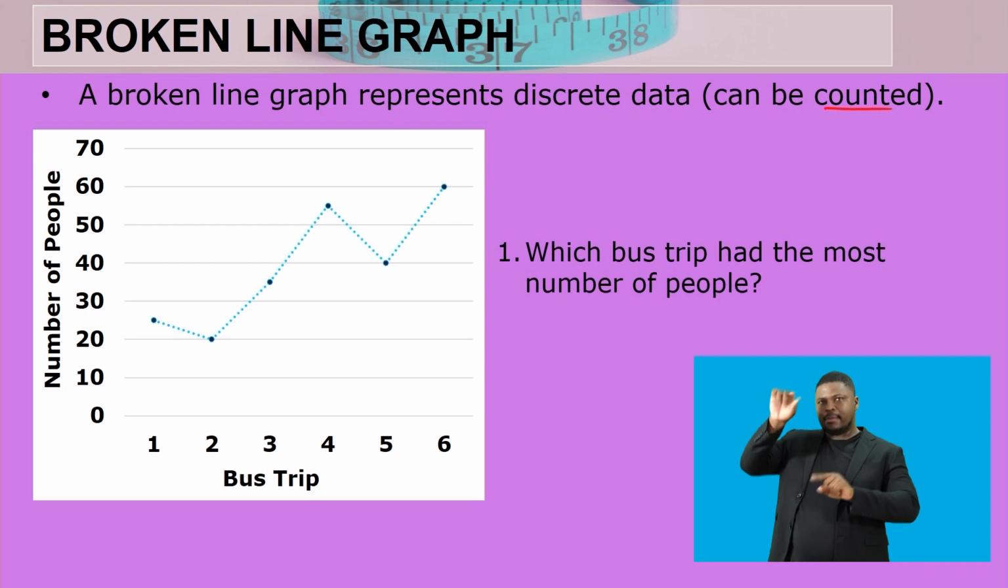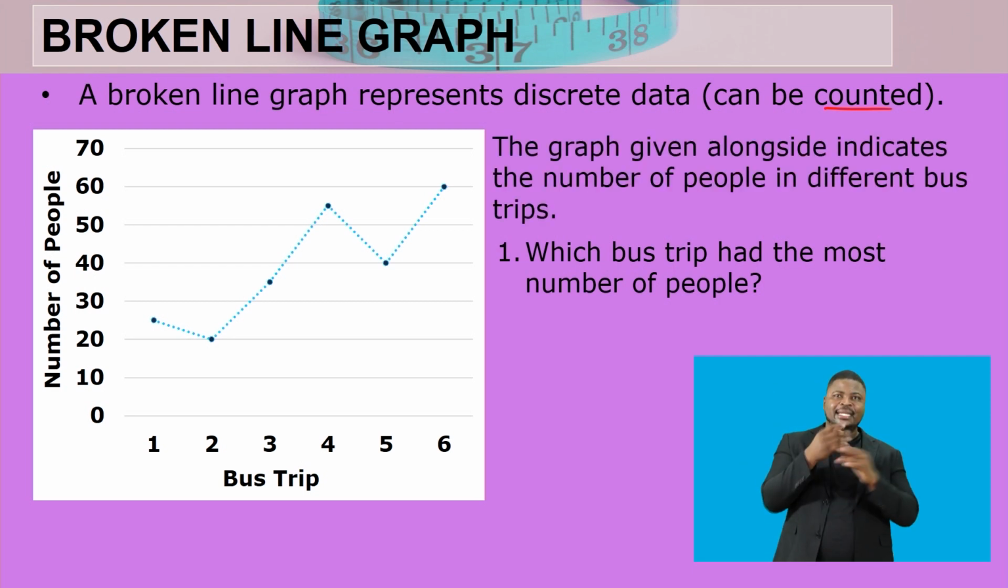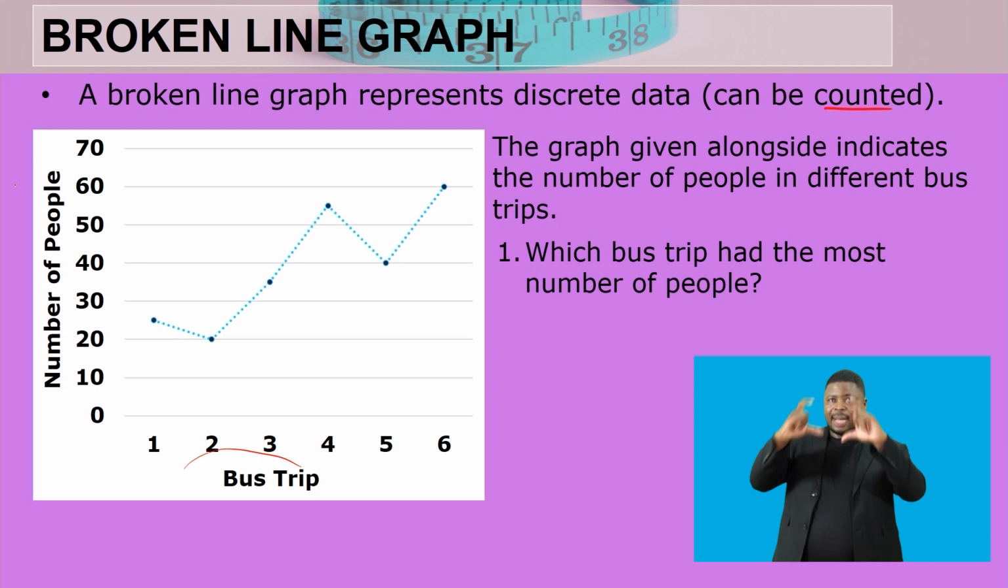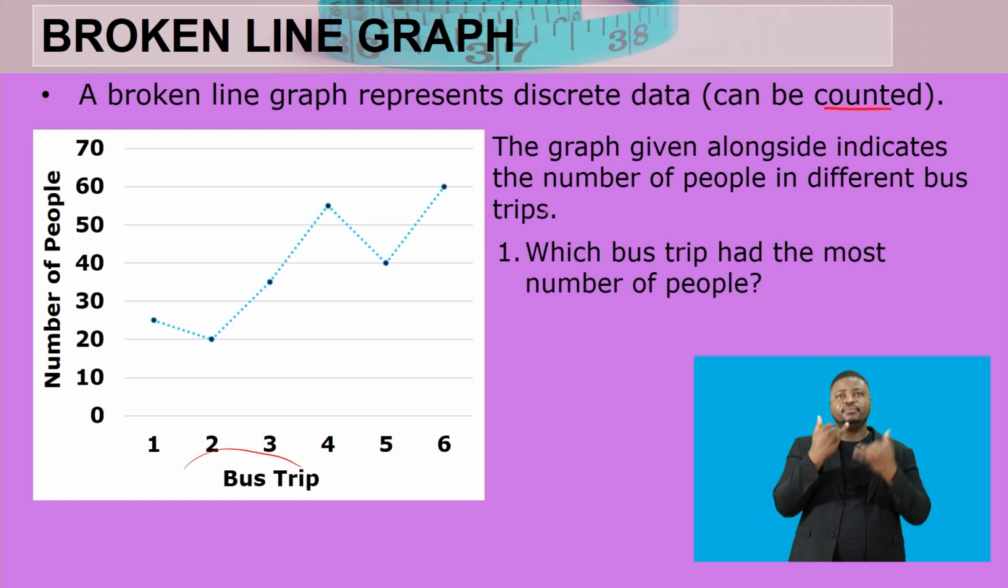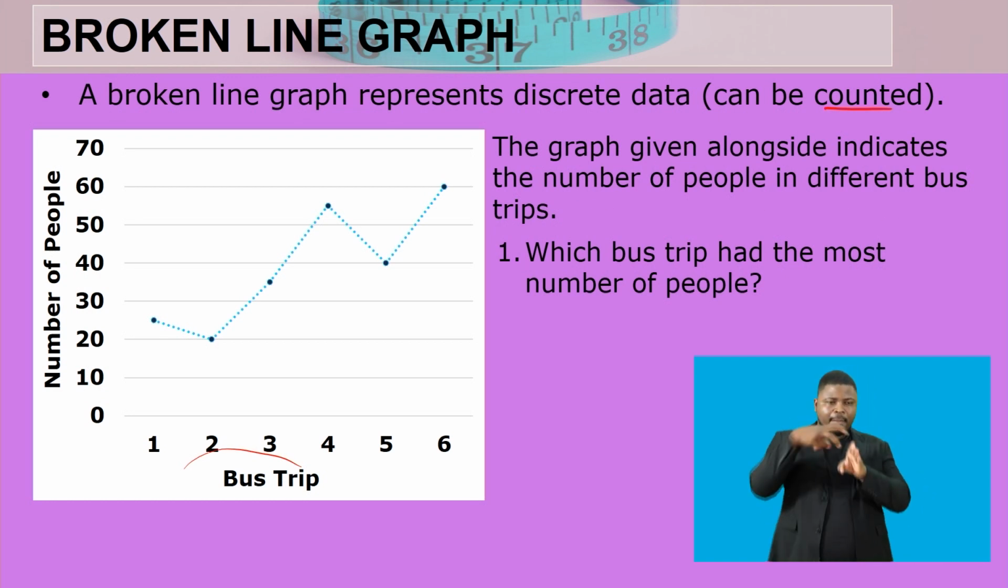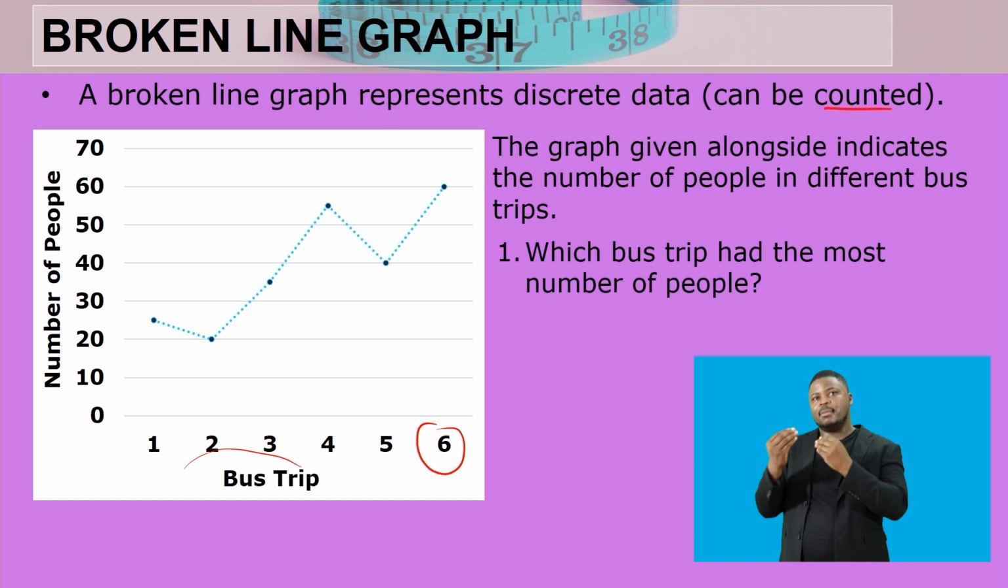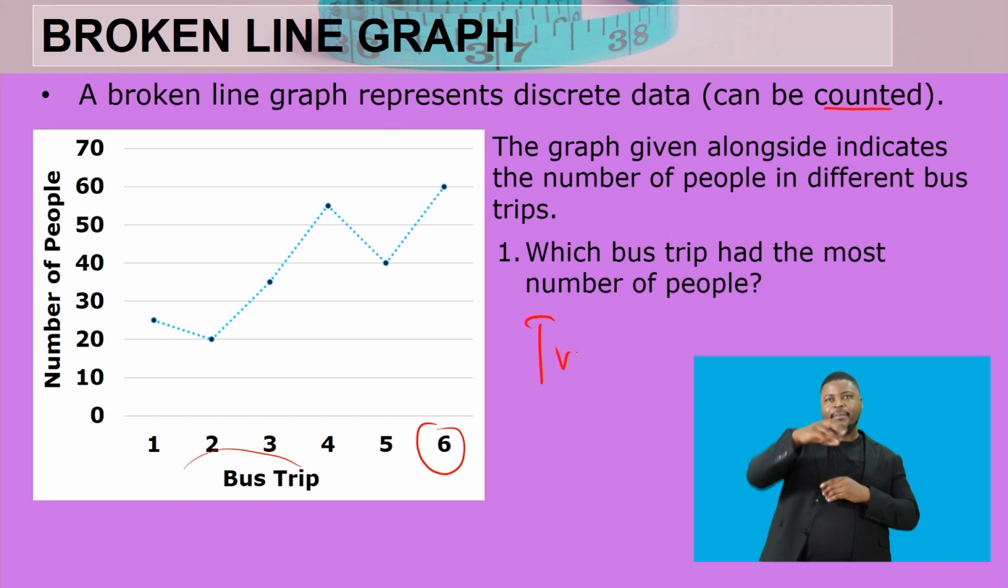Then we are given an example there of a discrete data. It says there it's a graph on the bus trips as well as the number of people that were in the bus. The graph given alongside indicates the number of people in different bus trips. Question 1 says, which bus trip had the most number of people? So we have to check where the graph was at its highest. Then that gives us the bus that had the most number of people. So if we check, the graph at its highest was at bus trip number 6. So it's trip number 6.